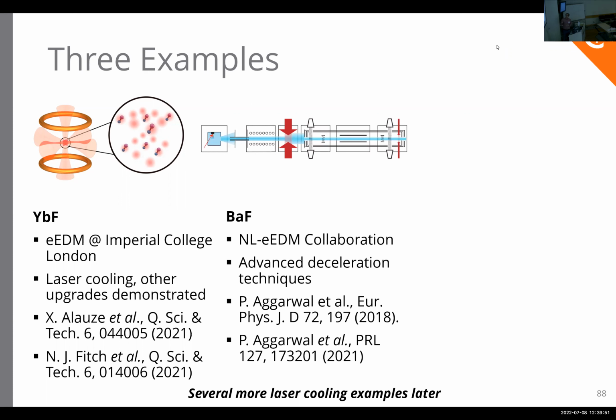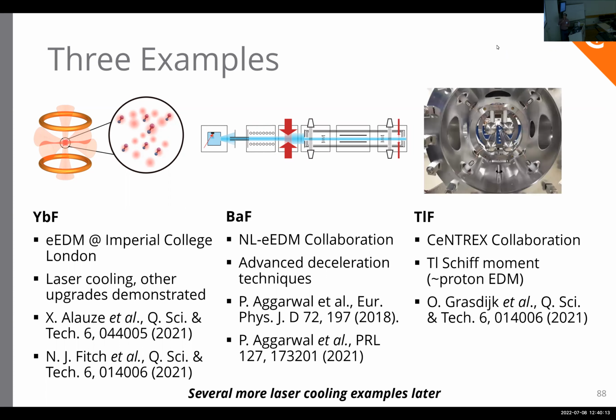Barium fluoride, NL-EDM collaboration, where they have some tricks they want to play with, like very advanced molecular decelerators. So you start with this beam, you have to stop the beam before you can load it into the trap. It turns out stopping the beam is the hardest part by far. So they're going to do some tricks with electromagnetic deceleration.